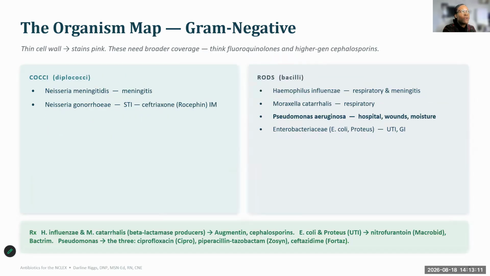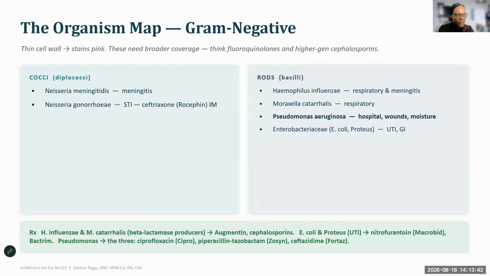All right, your gram-negatives, the gram-negative cocci are the Neisseria, meningitis, or your gonorrheas. Your rods are the Haemophilus influenzae, Moraxella, Pseudomonas, and your E. coli, Enterobacter. For like your UTI, your gastrointestinal stuff. So pay attention again and go through the cascade.